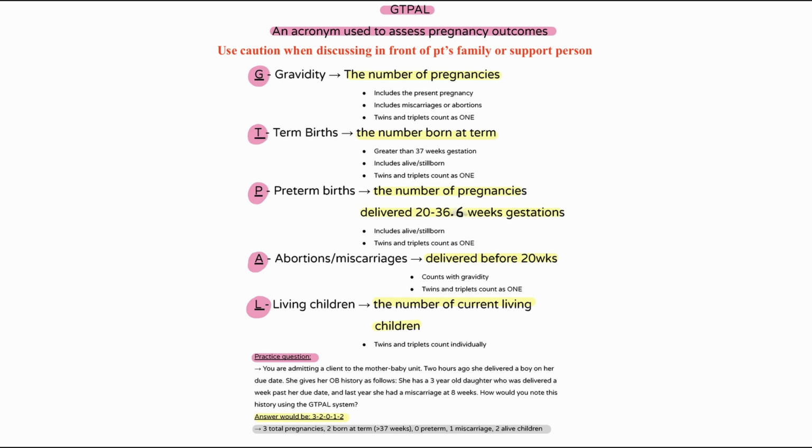It's going to include any miscarriages, abortions. It doesn't really matter what happened with the pregnancy. It's counting as a pregnancy. Twins and triplets are going to count as one pregnancy, right? It's not a different pregnancy. It's two babies, but it's still just the one pregnancy, so we're not counting them separate.